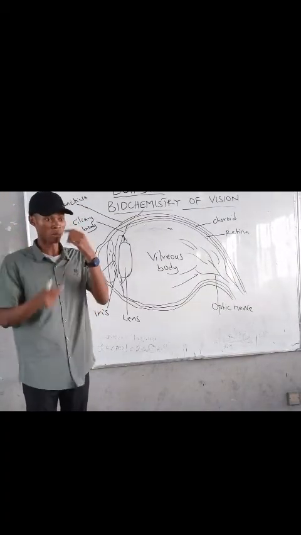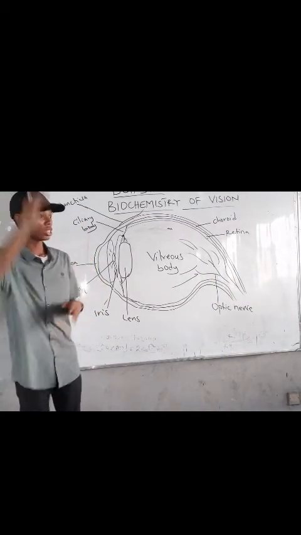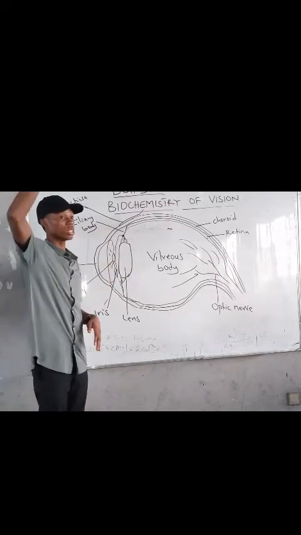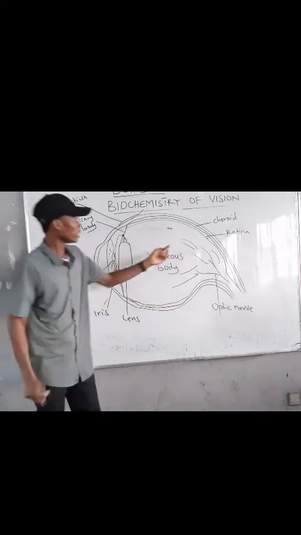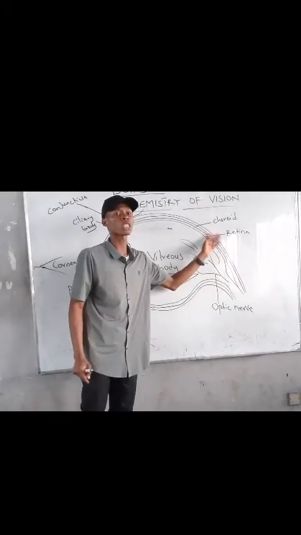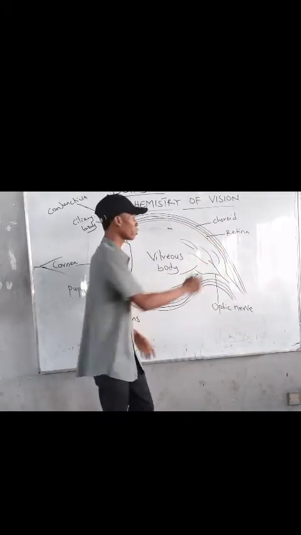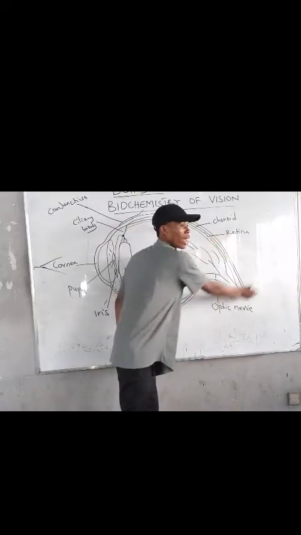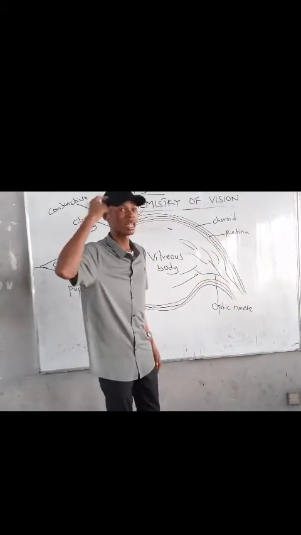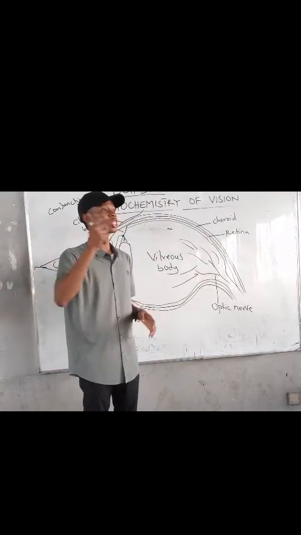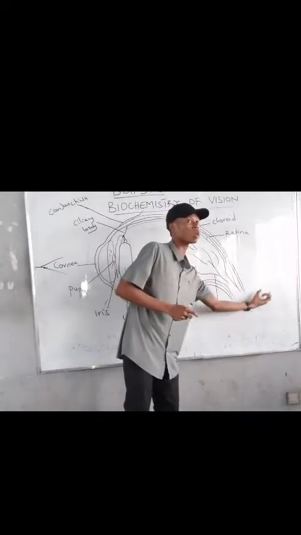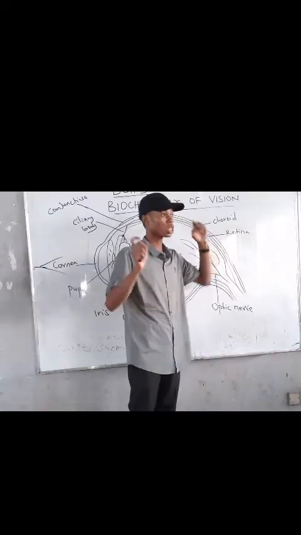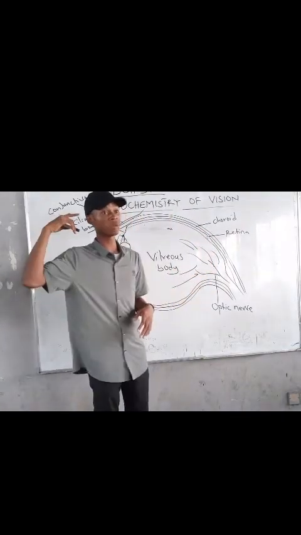Whether you're rich or poor, on my retina, you're upside down. Your head is down, your leg is up. That's how you see me on your retina. Then on my retina now, we have optic nerves. The optic nerves will carry out the information from this retina to where? To your brain. When we talk about brain biochemistry, we'll see what part of the brain this optic nerve is going to. So we'll see how the eye connects to the brain.